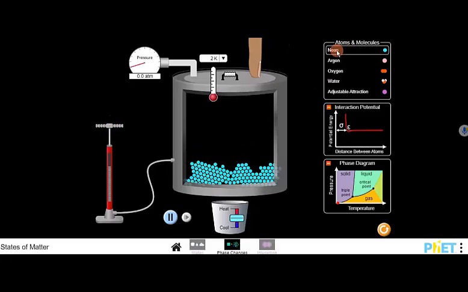What we are doing is we are trying with neon. You would have tried very well with water. You can try with any of these elements.